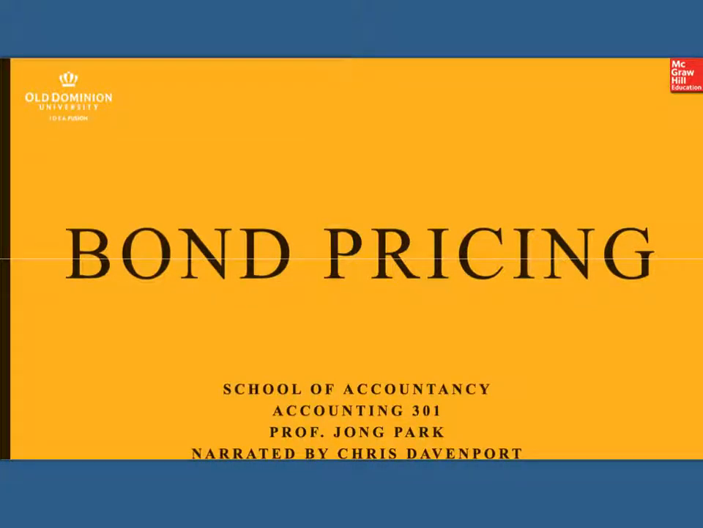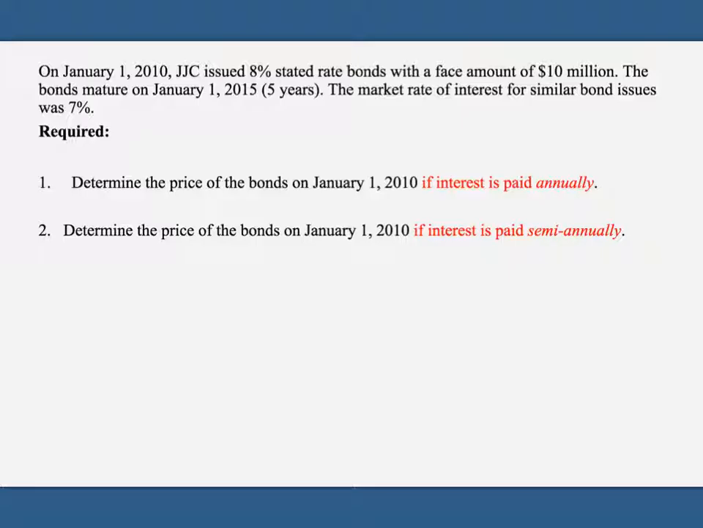This is our second video in Chapter 6, Question 2, and we will be looking at bond pricing with the time value of money. Let's look at our scenario. On January 1st, 2010, JJC issued 8% stated rate bonds with a face amount of $10 million. The bonds mature on January 1st, 2015, in 5 years. The market rate of interest for similar bond issues was 7%.